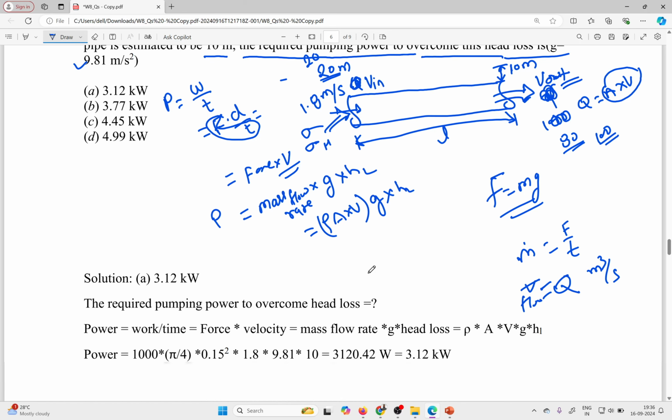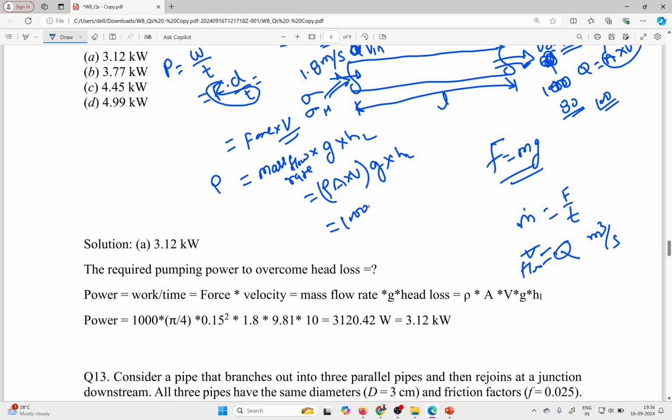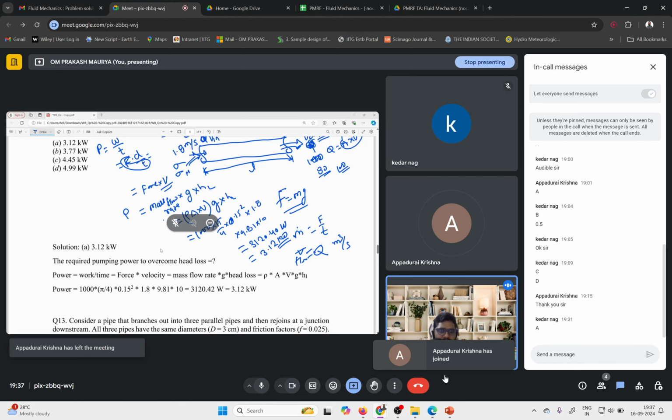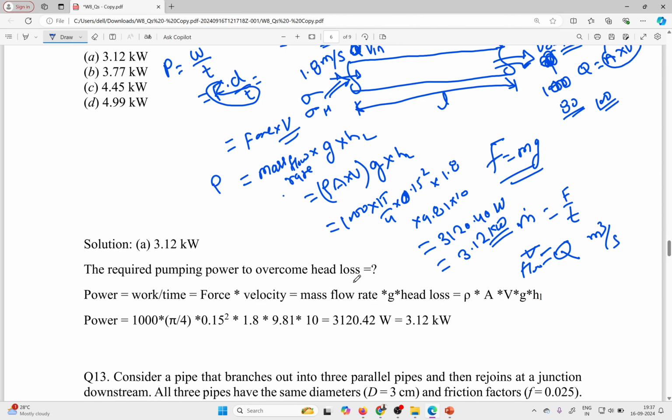Now you can put your values here. Rho is 1000, into pi by 4 into D square, into 1.8, into 9.81, into 10. So finally you will get 3120.40 watt, and in kilowatt 3.12 kilowatt. So this is the whole answer to your question. I hope you people got it. Okay, so now we'll move ahead to the next question.